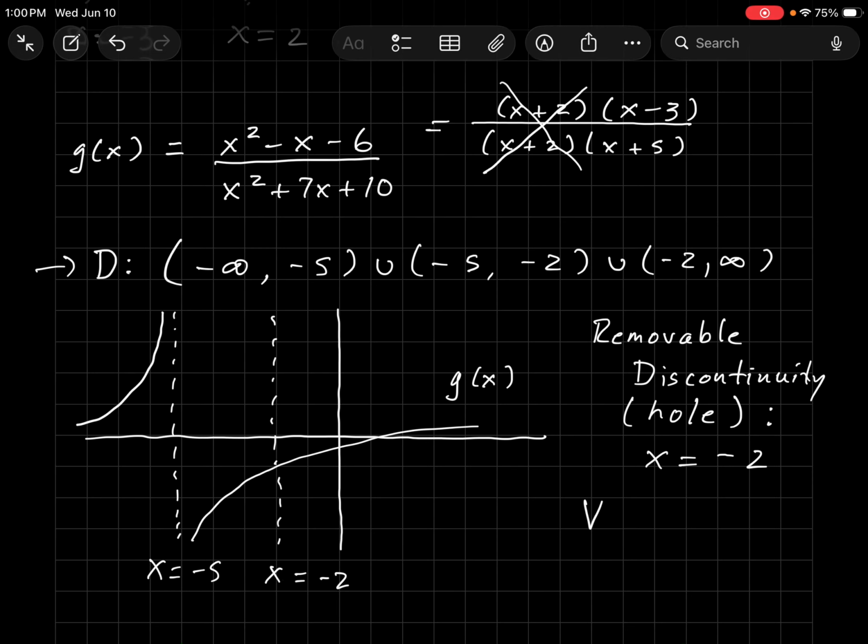Now there is a vertical asymptote, VA, at x equals -5, because there is no factor in the numerator that will cancel or remove this discontinuity, if you would, this vertical asymptote, in the denominator.